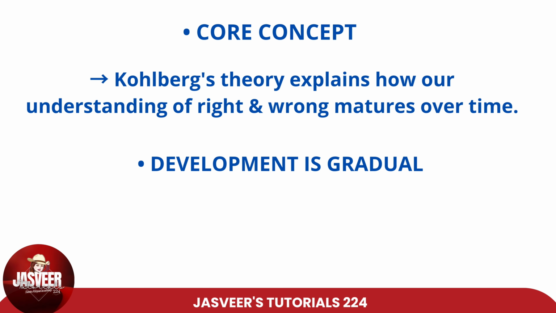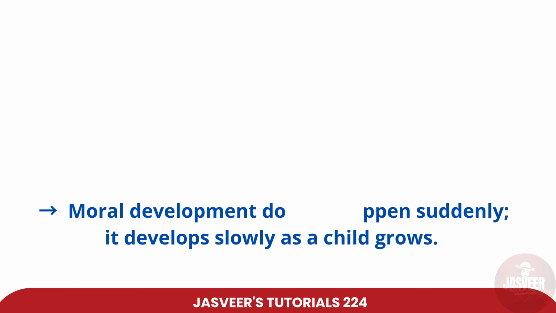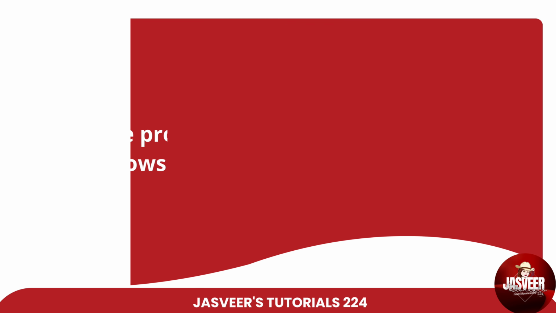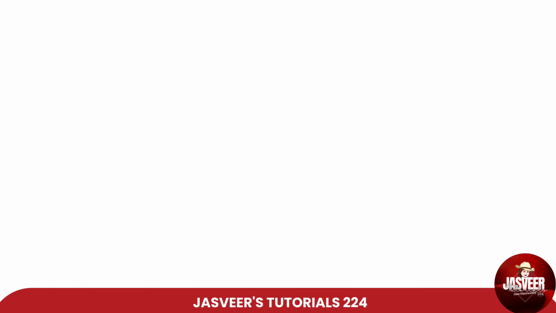According to Kohlberg, moral development doesn't happen suddenly. Instead, it develops slowly and gradually as a child grows. He believed that children pass through different stages of moral thinking. As they move from one stage to the next, their understanding of right and wrong becomes more mature. One important thing to remember is that these stages follow a fixed order.